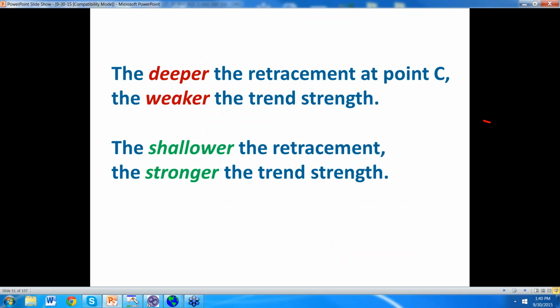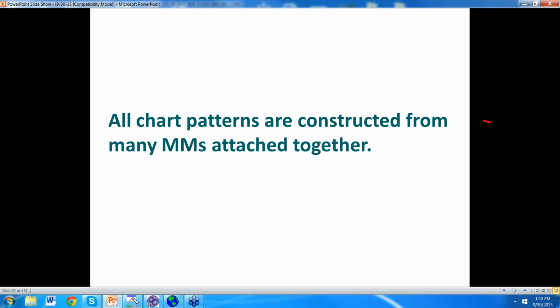So the deeper the retracement at point C, the weaker the trend strength. The shallower the retracement, the stronger the trend strength. Make sense? Very, very simple. All chart patterns are constructed from many measure moves attached together. You're not going to get one measure move, obviously. There'll be a bunch of them, as I'll show you in some charts.